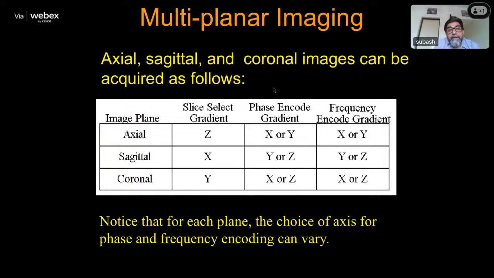So as I said, when you apply one gradient as slice selection, then two other gradients work as phase encoding and frequency encoding. Suppose you want to cut an axial slice, then Z is the orientation of the slice selection gradient. Then X or Y will work as a phase encoding gradient or the frequency encoding. This is the choice. You can make any one of the two work as phase encoding or the frequency encoding. When the slice selection is X, then Y or Z will be phase encoding and frequency encoding. And when you are selecting a coronal slice, then X or Z can be frequency encoding or the phase encoding.